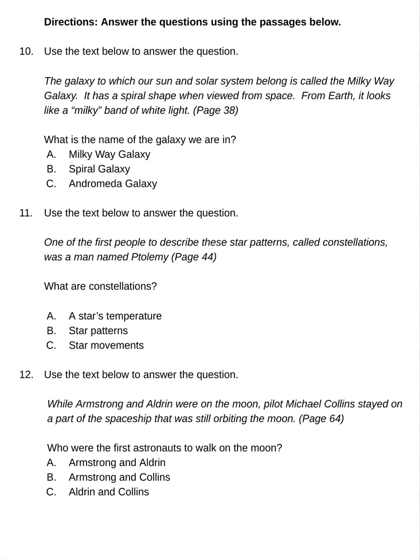Number 11. Use the text below to answer the question. One of the first people to describe these star patterns called constellations was a man named Ptolemy. What are constellations? A. A star's temperature. B. Star patterns. C. Star movements. Circle the correct answer and highlight it in the text above.